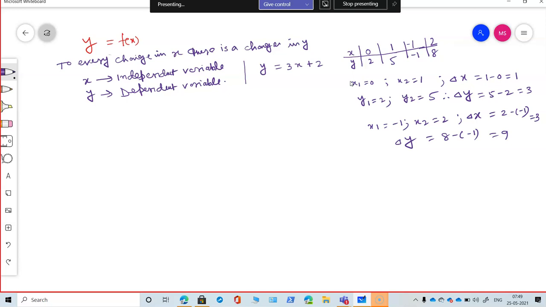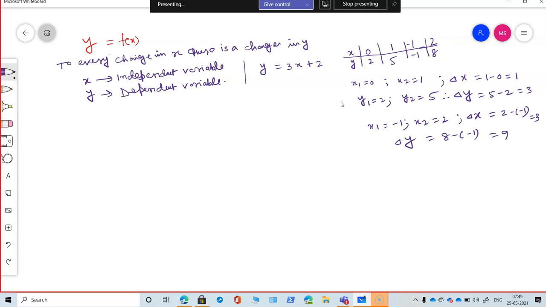X is the independent variable because x is not dependent on any other quantity in this world. And this you all can identify as the equation of a line. So for a straight line, the graph if you see, to every change in x there will be a change in y. Y is a function of x. Straight line is also a function of x.